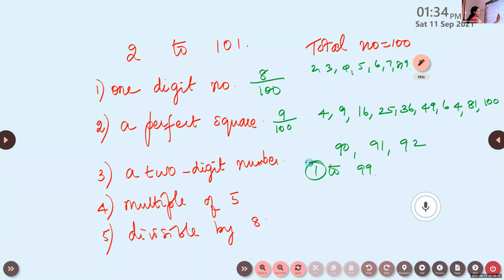How many 2-digit numbers are there? 90 2-digit numbers. We can write this as 90 by 100.